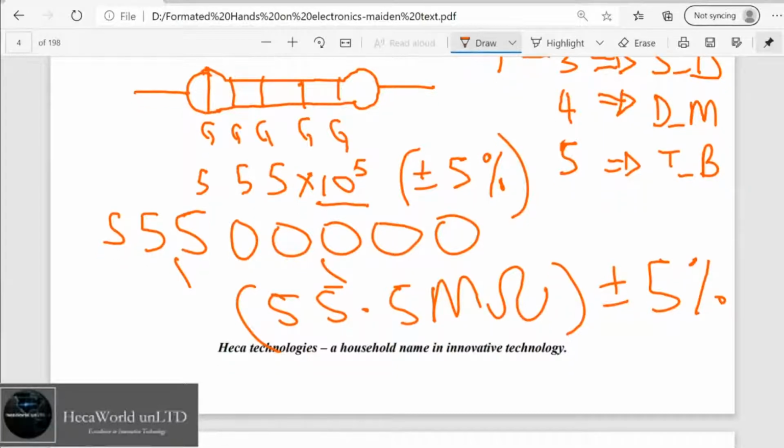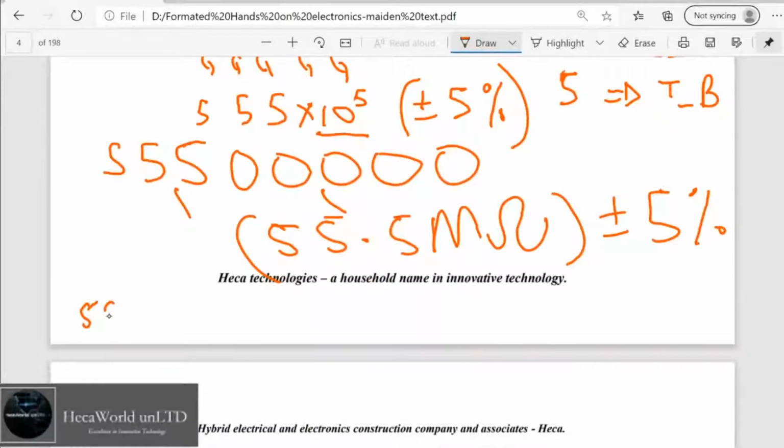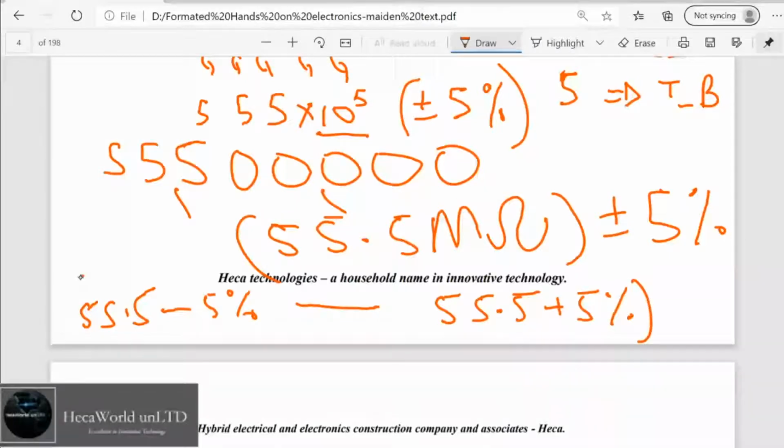Okay. The actual value, when you measure, is going to be 5.5 minus 5% of that, to 5.5 plus 5% of that value, in millions.